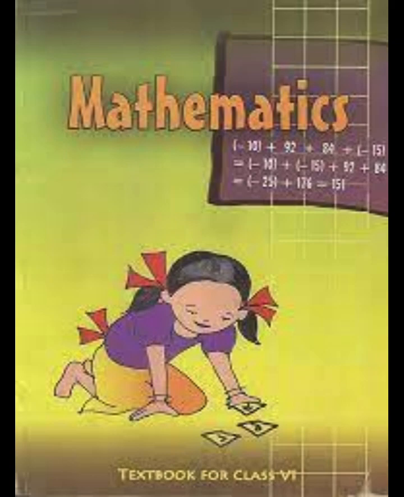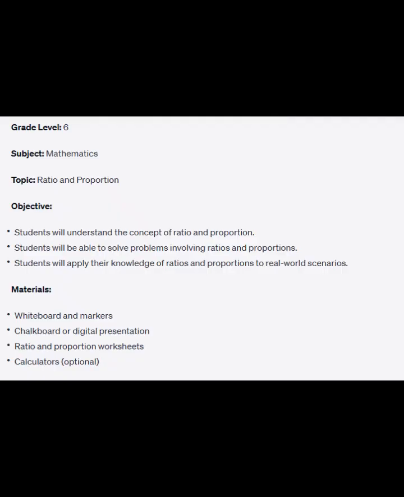Grade level 6. Subject: Mathematics. Topic: Ratio and proportion. Objective: Students will understand the concept of ratio and proportion. Students will be able to solve problems involving ratios and proportions. Students will apply their knowledge of ratios and proportions to real-world scenarios.